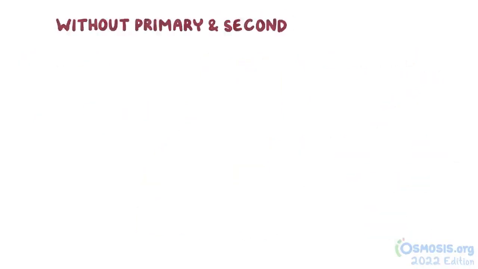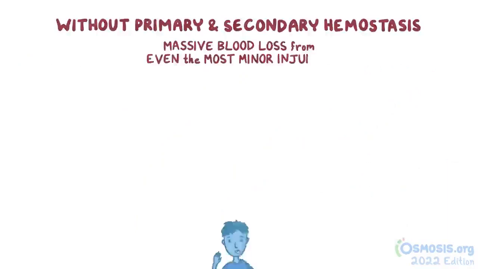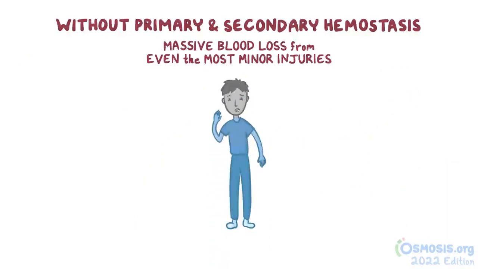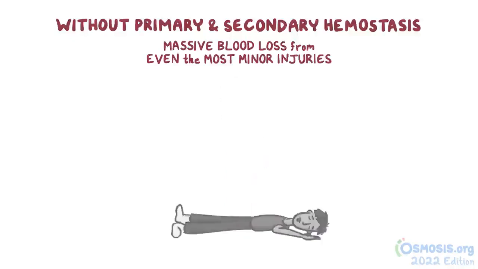Without primary and secondary hemostasis, our body would suffer massive blood loss from even the most minor injuries. Imagine losing all your blood from something as simple as a pinprick.